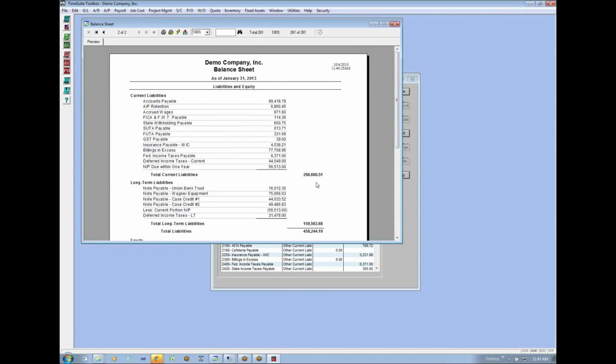I practiced in public accounting for 18 years, and one question the owners would ask is, how do you know the financial statements are accurate? Okay, and that's the answer.